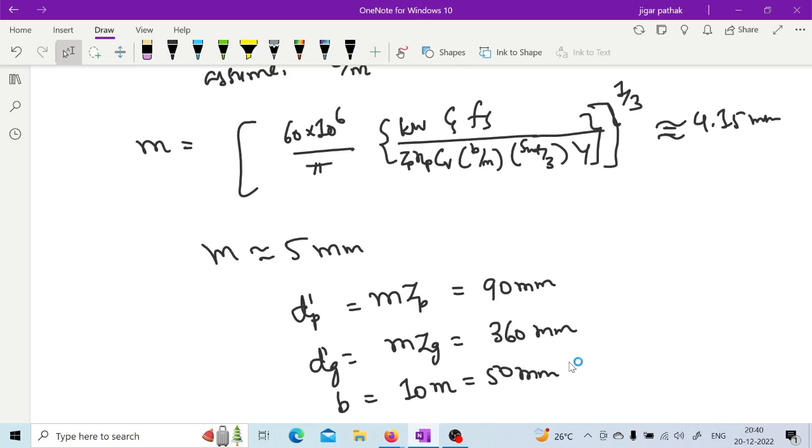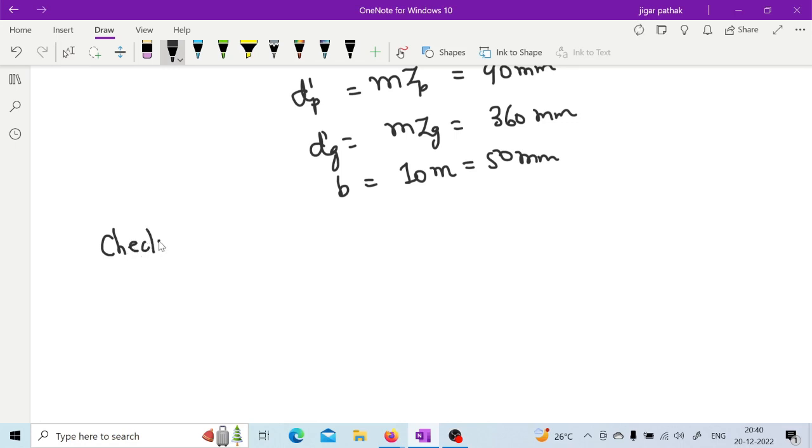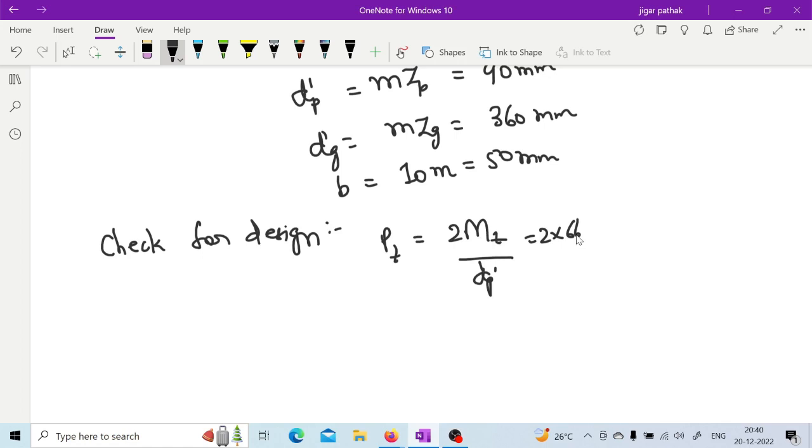So once we have calculated this module from this relation, we need to go for a check for design, because we have made certain assumptions, right? As you know, we have made certain assumptions, so we need to check the design. So let us see, the tangential load is 2 MT by DP dash. So it is 2 into 66,314, almost around that, right? Divided by this 90. So what is the tangential load almost?